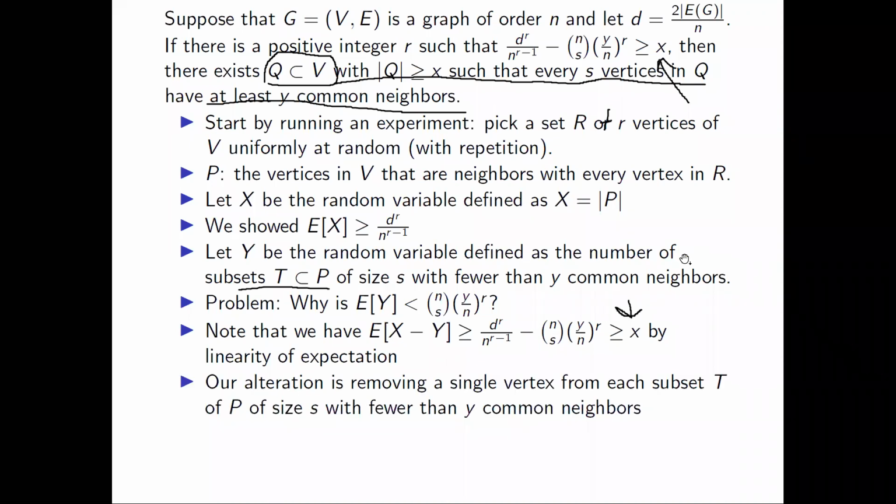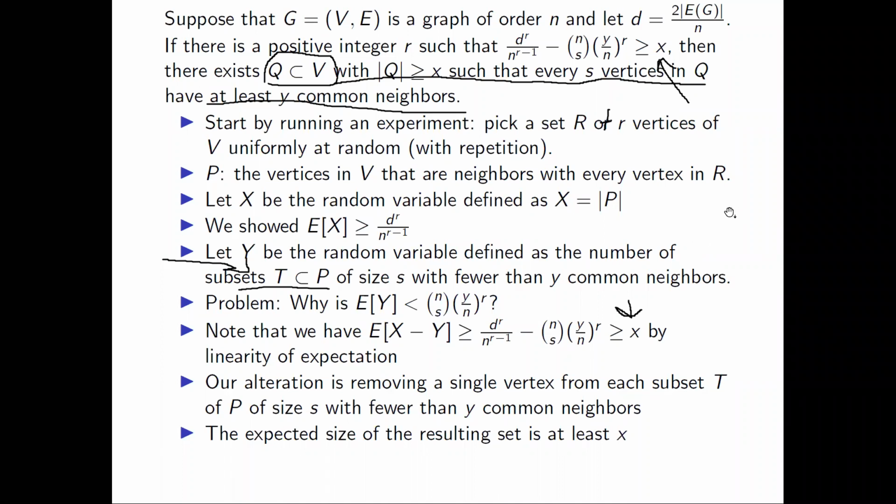And finally, we can do our alteration. So our alteration, we just remove a single vertex from each of these subsets T, the problem subsets, of size S with fewer than Y common neighbors. So any of the subsets of size S that don't have at least Y common neighbors, we will remove a vertex from them to get rid of the subset. So if we remove a vertex from the subset, that subset's gone. So that's a way to get rid of each of those subsets.